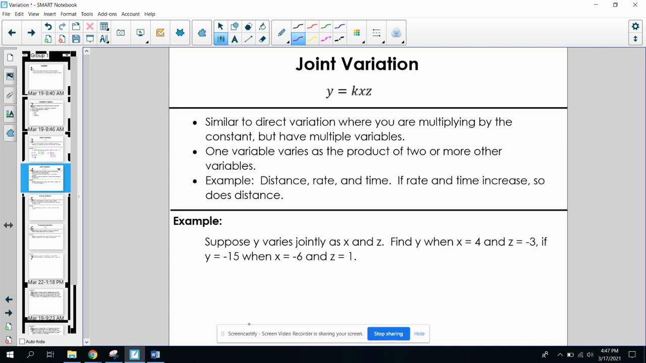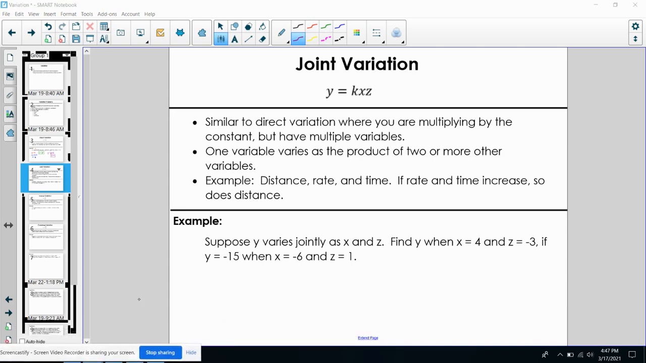Again, the first thing that we're going to do here is write our generic equation. Suppose that y, so here's y, varies, so that means equals k, and it's jointly as x and z. Jointly just means we're multiplying it to k. So we're going to have x and z now. It's very similar to direct, just now that we have an extra variable.